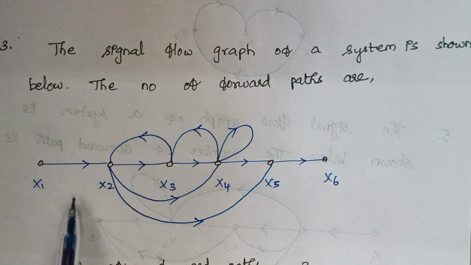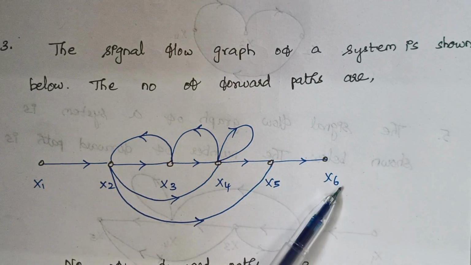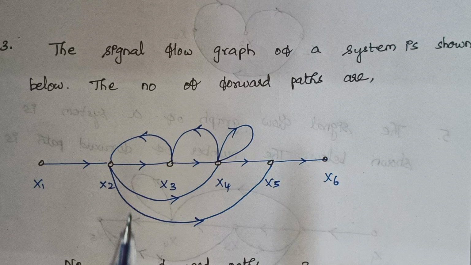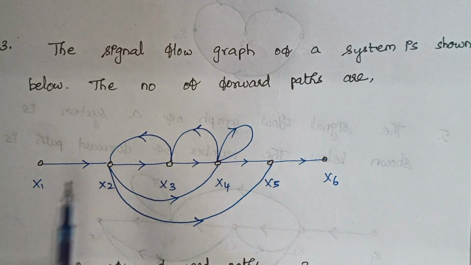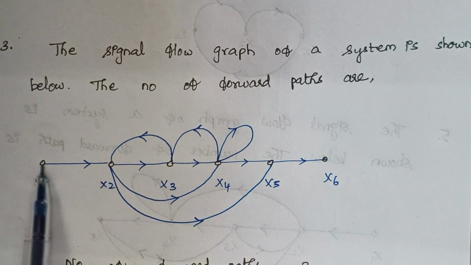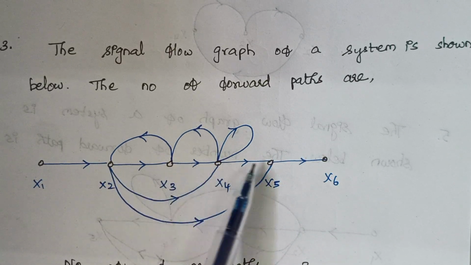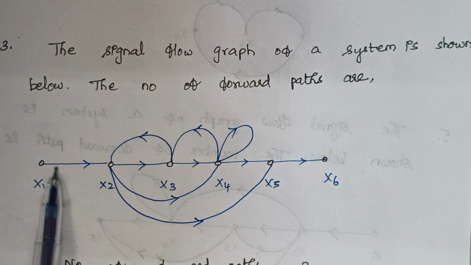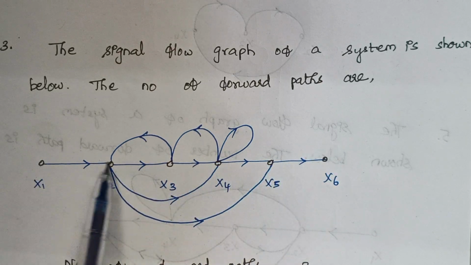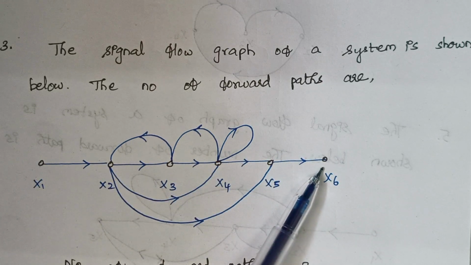So here you see we are having 6 nodes together. Let the first forward path be, I am considering from x1 to x6. That is a straight line. You see here the arrowheads are proceeding forward. So this is our first forward path.